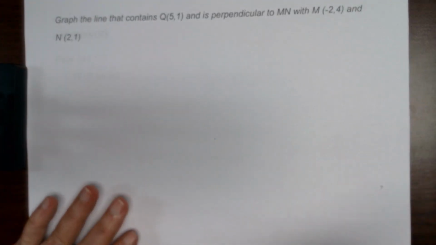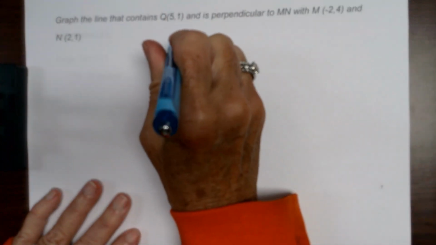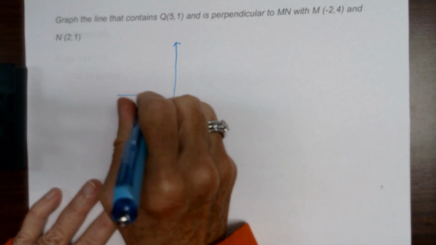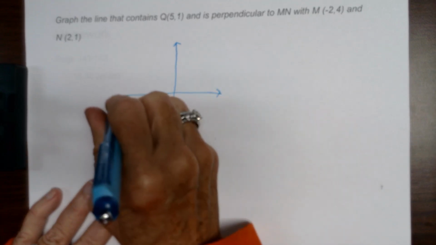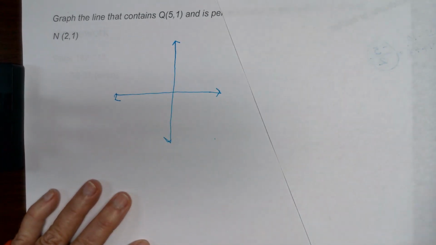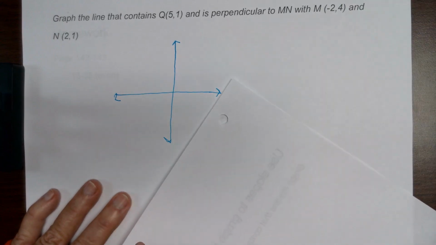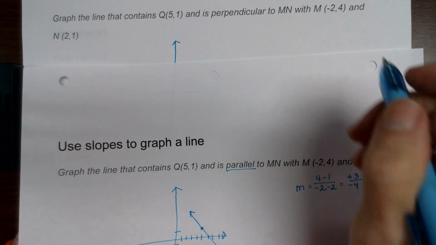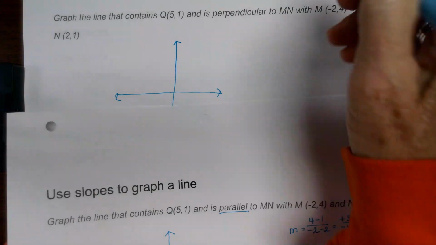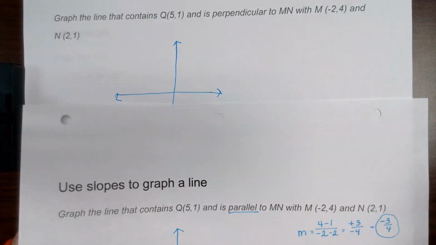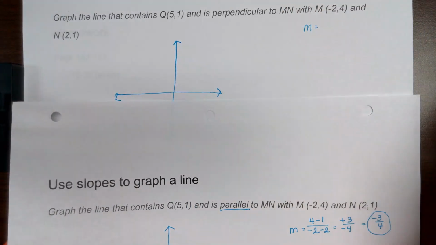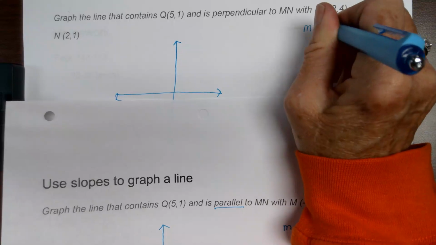So here's another one. Graph the line that contains (5, 1). Same point. That's perpendicular to those same 2 points. Now, if you go back, we don't have to do the slope again. Remember, the slope that goes through these 2 points, the slope here is negative 3/4.